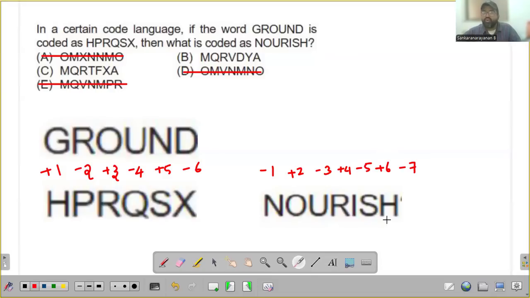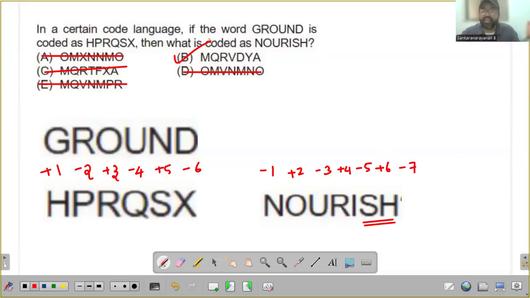I'm just checking only these two. It should be ending with Y, A. So I can eliminate option C as well. Now I am left with only one option, that is option B, as you can see. B is going to be my final answer choice.